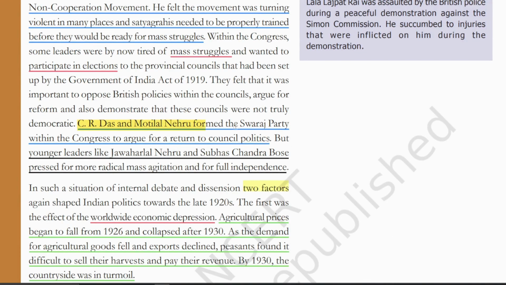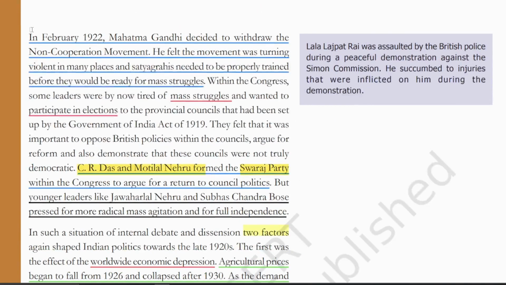C.R. Das, Motilal Nehru, Swaraj Party, important. In February 1922, this part is also important. Mass struggles, and how they participated in elections.